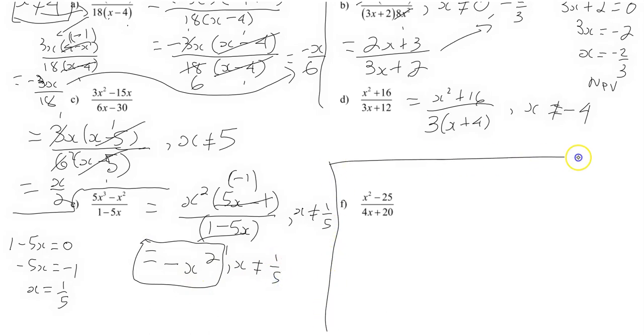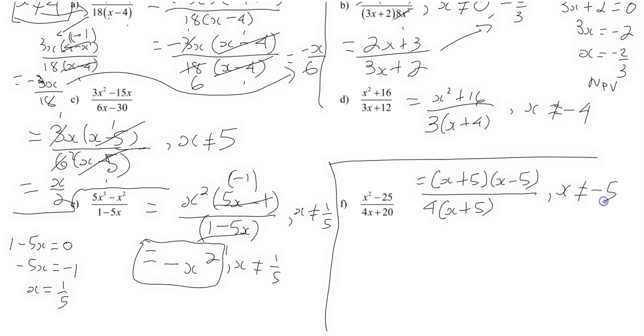All right, last one, we're done here. Equals, all right, that factors, right? That is a difference of squares. X plus 5, x minus 5. This is two terms. Two terms is a common factor. From the factored form of the denominator, we state the restriction. X cannot be negative 5.